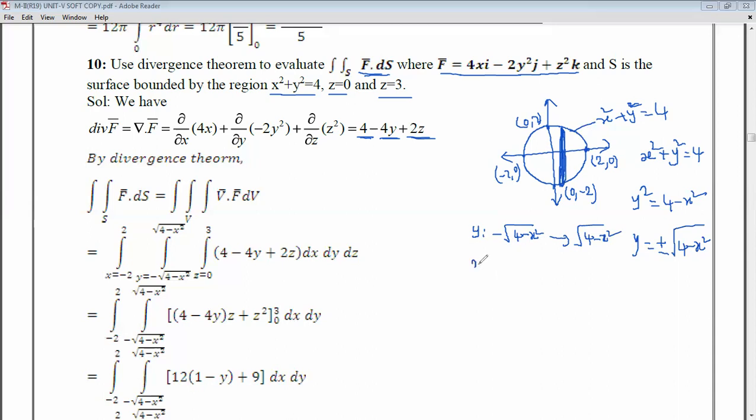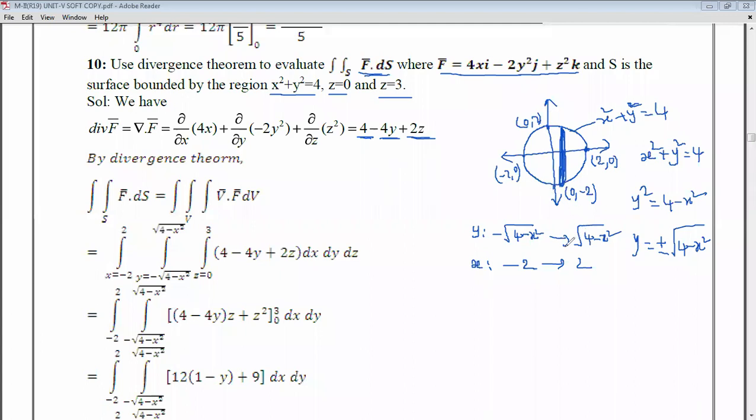And next, x is from where to where? The entire curve is bounded from minus 2 to plus 2. If you want, you can choose horizontal also. If it is horizontal, then x is from minus square root of 4 minus y square to square root of 4 minus y square, and y is from minus 2 to 2. So these are the limits.